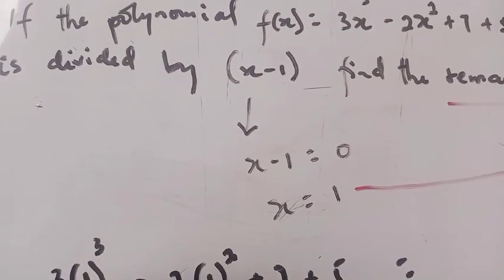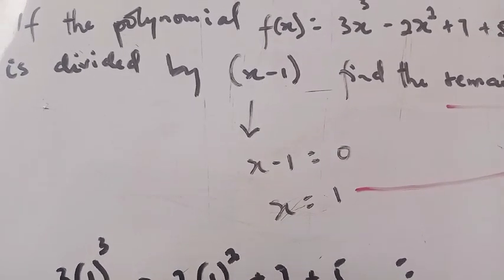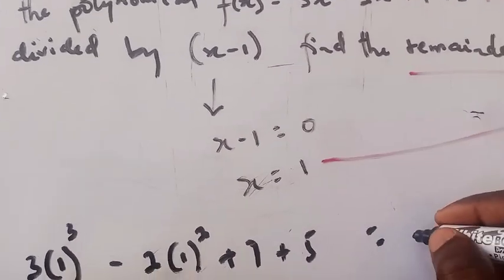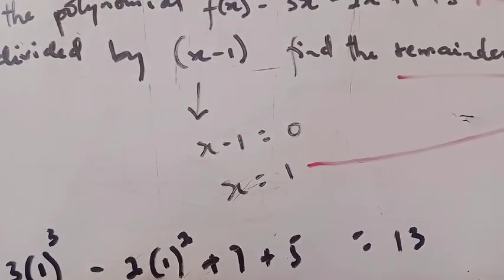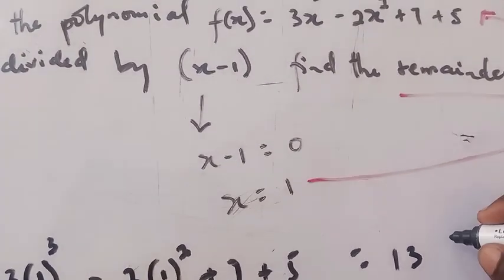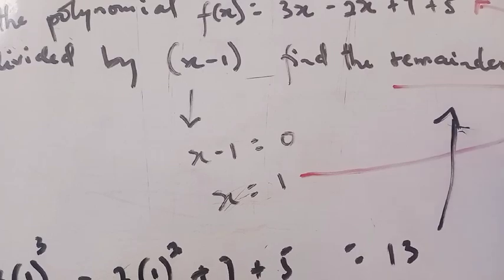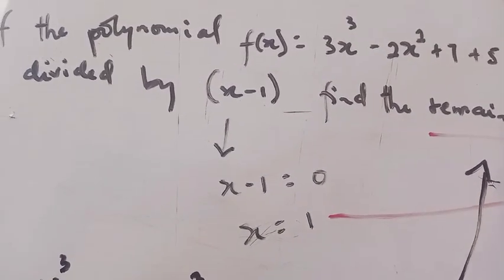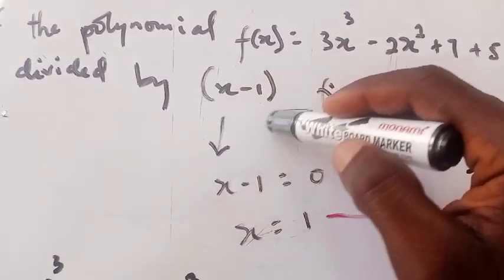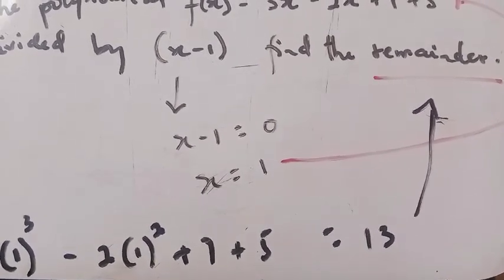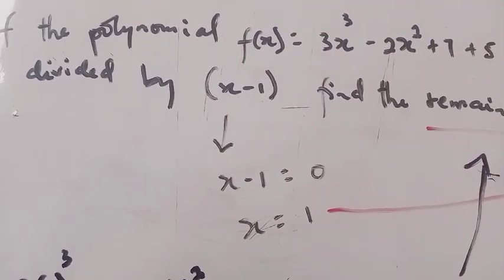So this should be 3 minus 2 plus 7 and then plus 5. I have something equal to 13. So 13 is going to be the remainder, right? So 13 is what remains after this polynomial is divided by x minus 1. So this is how simply you solve questions like this.